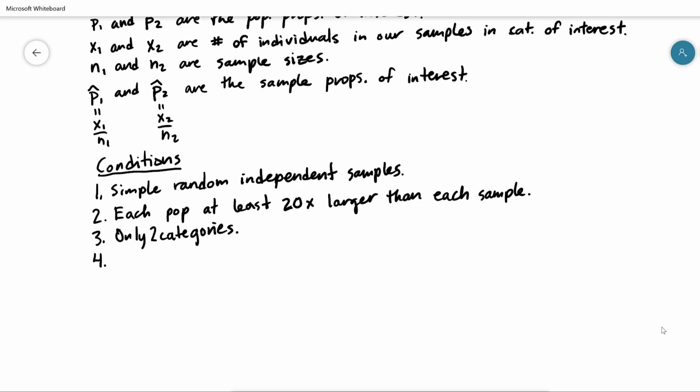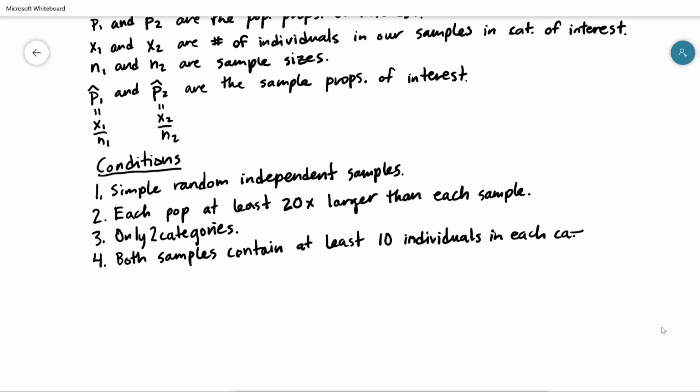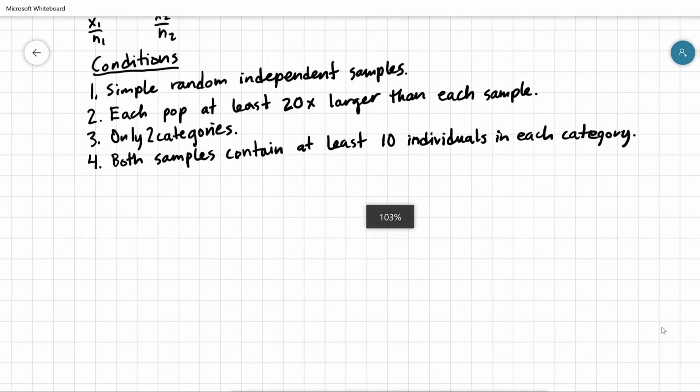And the last one is that both samples must contain at least 10 individuals in each of the two categories. So both samples contain at least 10 individuals in each category. And if these conditions are met, then we can proceed.